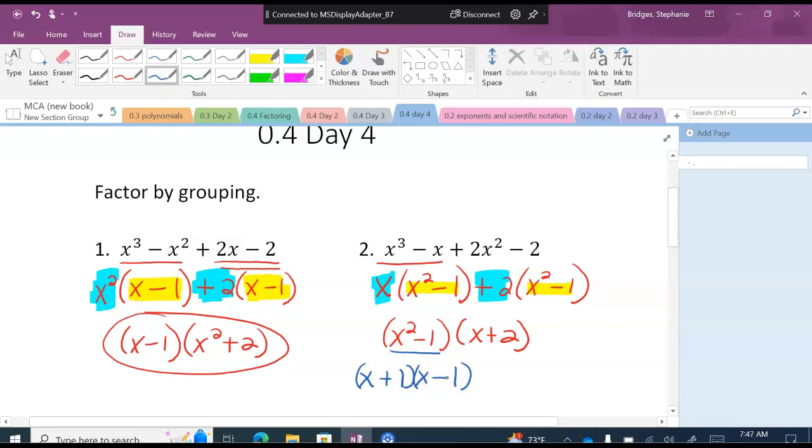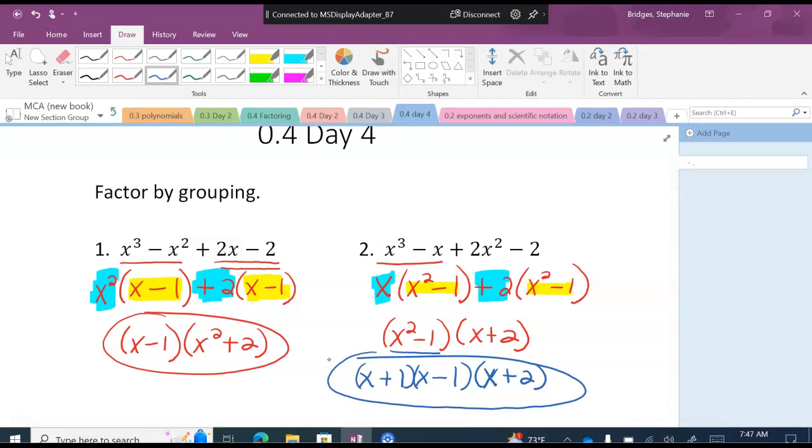And then I'm going to look at that second parenthesis, that x plus 2. Can that factor any further? Are those both perfect squares or cubes? No, they're not. So I just need to bring that down because it cannot break down any further. And so now I am completely factored. Because that x squared minus 1 were both perfect squares being subtracted, then we can break it down a little further and then just bring down the x plus 2 because it can't. Everybody kind of okay with those?